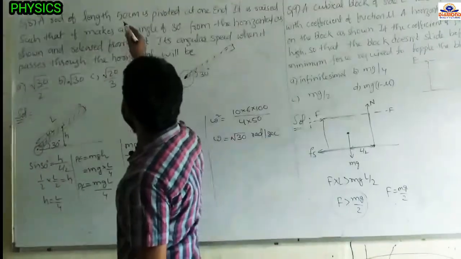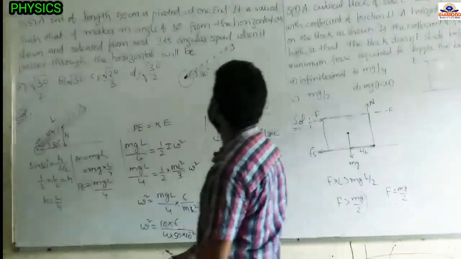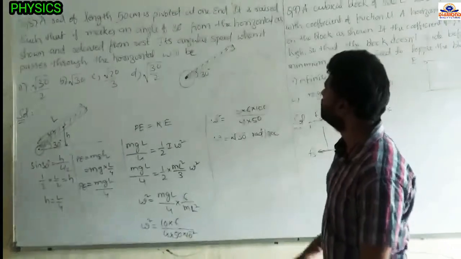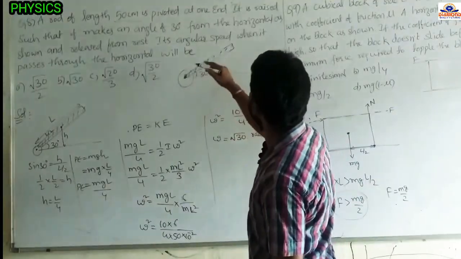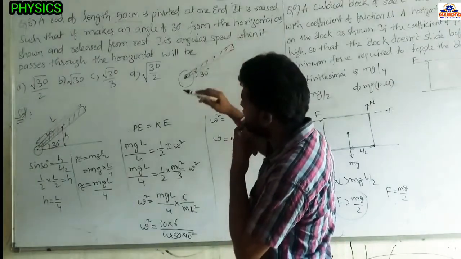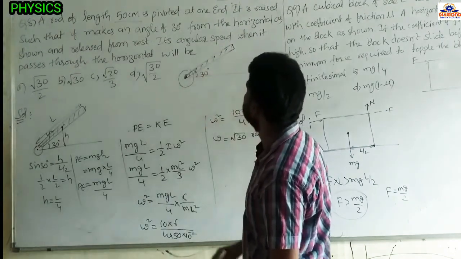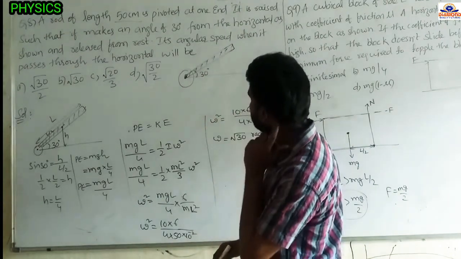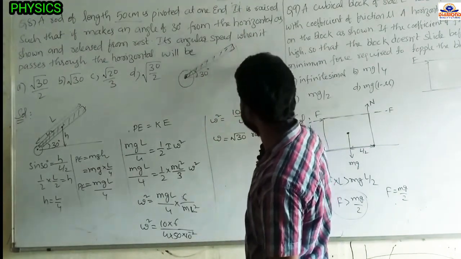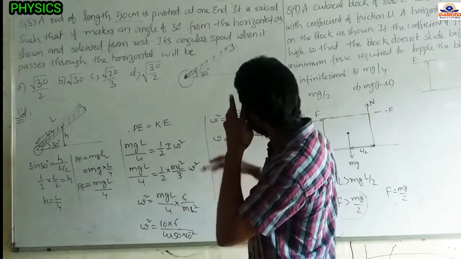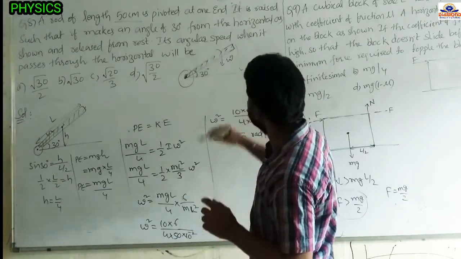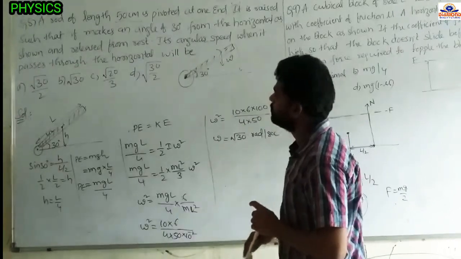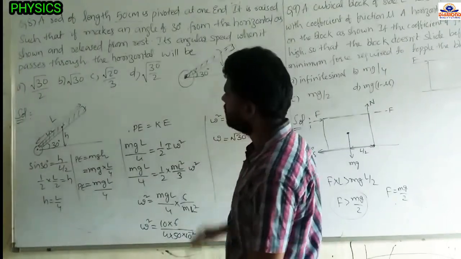A rod of length 50 centimeters is pivoted at one end. It is raised such that it makes an angle of 30 degrees from the horizontal as shown, and released from rest. So from here it is released. Its angular speed, when it passes through the horizontal, will be what?